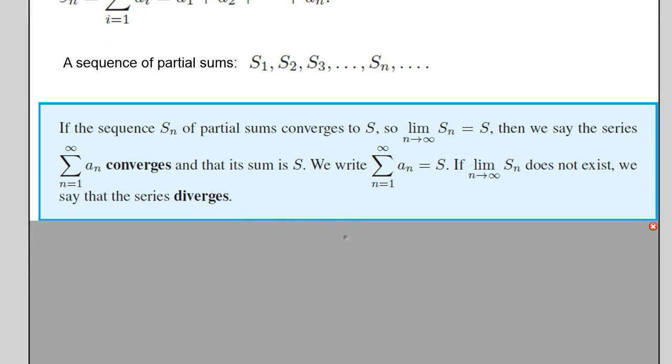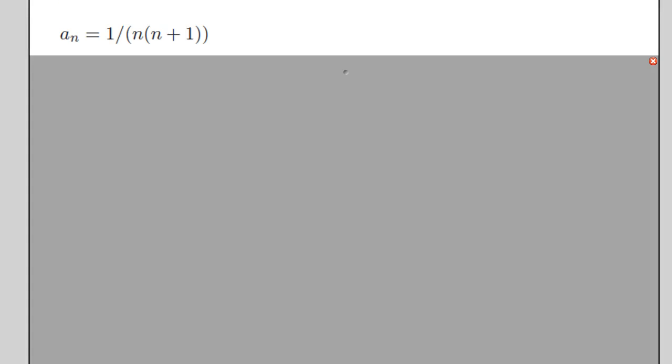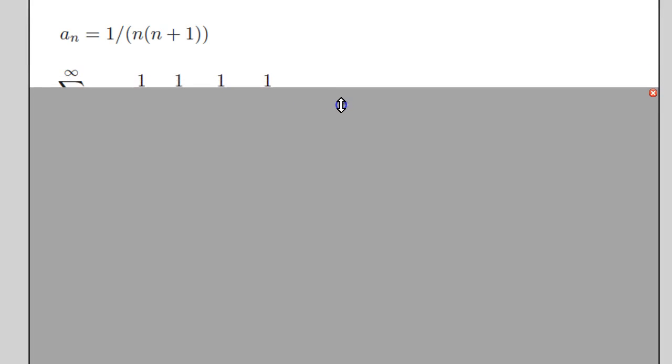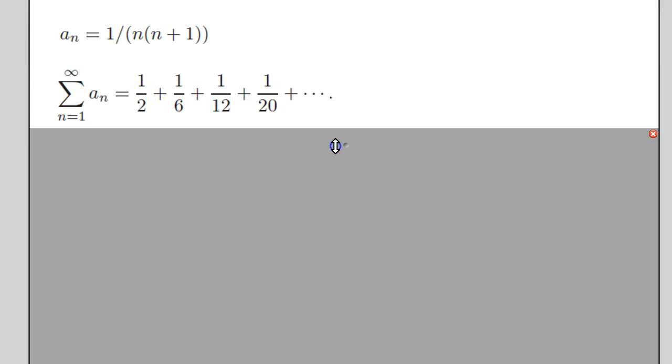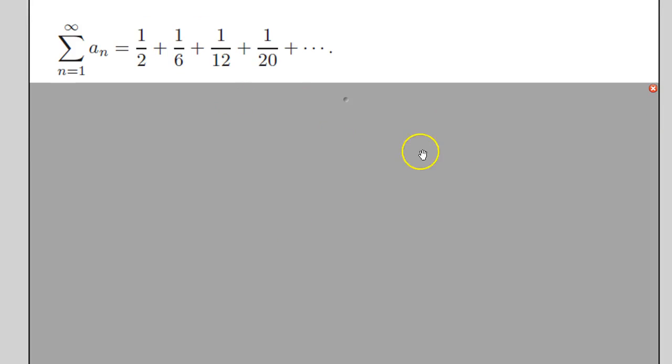All right, let's take a look at a simple example. Here we have a sequence, 1 over n times n plus 1. Most of you remember this as also the 1 over factorial sequence. There are many ways to represent this sequence. Let's take a look at the first few terms of the sequence and add them up. As we can see, the terms look very factorial.